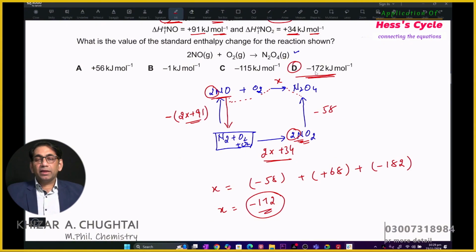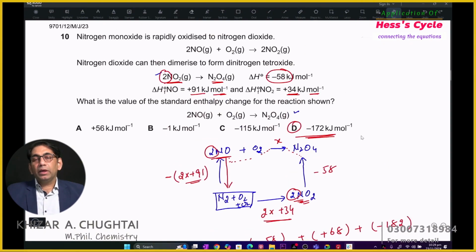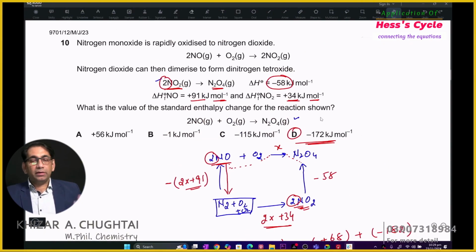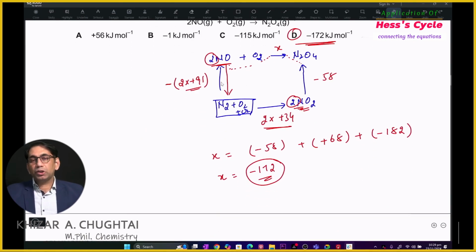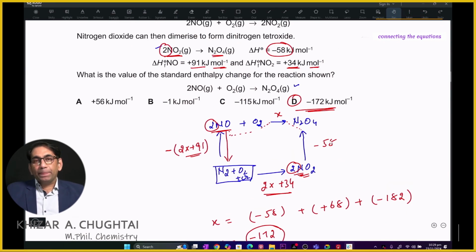So this is the method whenever you are going to have different equations and these equations are having common entities. So connect these equations, balance these equations, and then you can apply the head to tail rule method to find the answer of missing enthalpy.